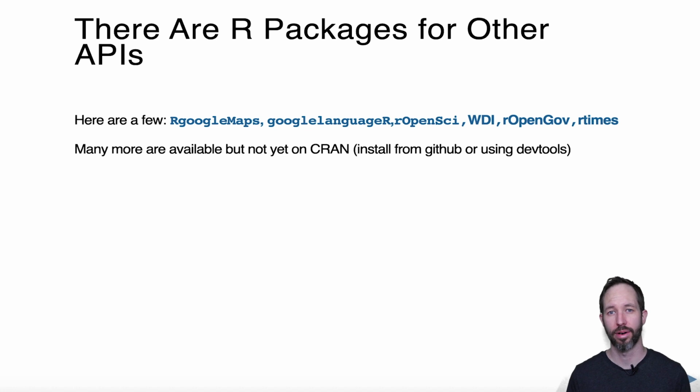Finally, there are many other R packages for working with APIs. Some of the popular ones are RGoogleMaps, RLanguage for natural language processing, and ROpenSci, which is an archive of lots of other open source data, including ROpenGov, New York Times, the World Bank, and so on. And there's many more that aren't yet available. Make sure to look both on GitHub and on CRAN, the Central R Archive Network, in order to look at the available packages out there for you.